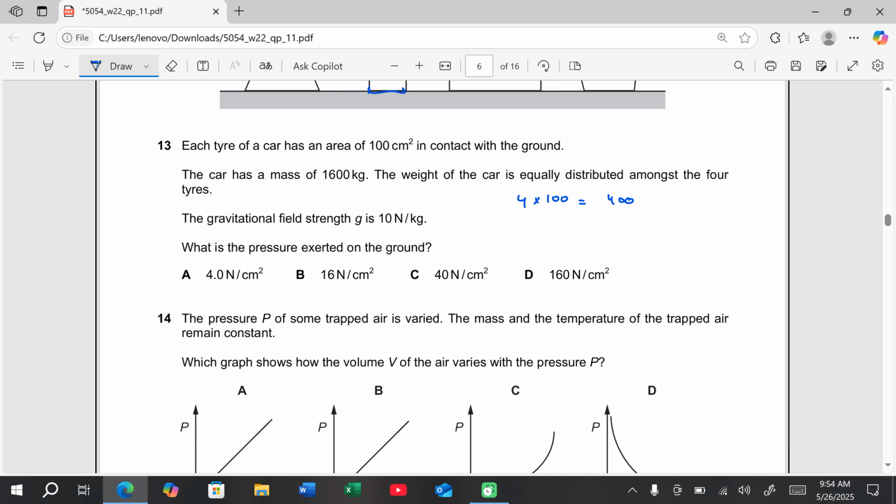Mass is given. We need to convert that into weight. W is equal to mg, so that is going to be 60,000 Newton. Now pressure is force over area. We don't need to convert it into meter square since the units are centimeter squares. So that's going to be 40.